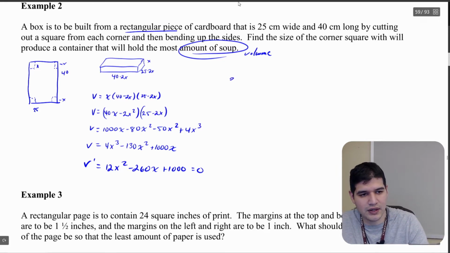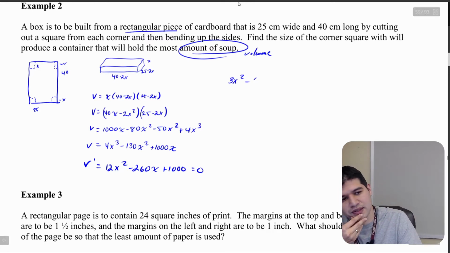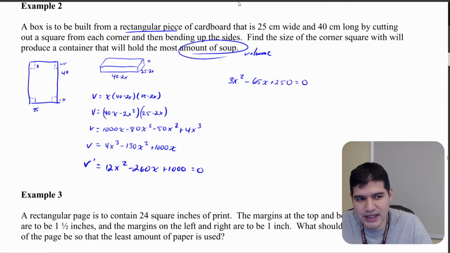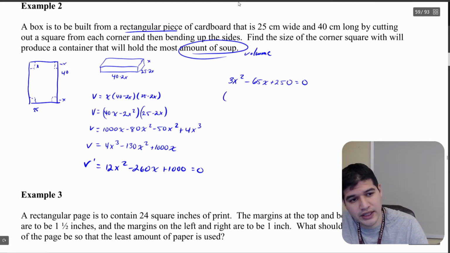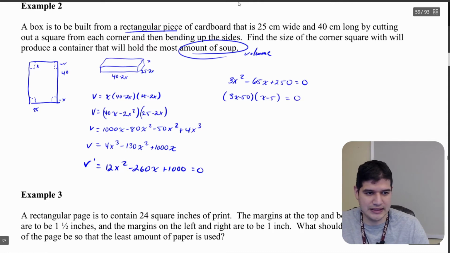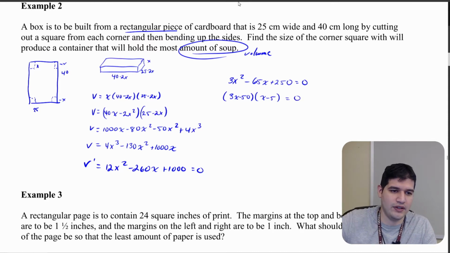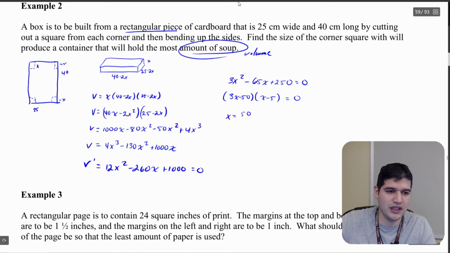So I can write this now as 3x squared minus 260 divided by 4 gets me 65x, and 1000 divided by 4 gets me 250. So plus 250 equals 0. Now it makes it a little bit easier for me to factor. The factors for this are going to be 3x minus 50 and x minus 5. Okay, and then we're going to set that equal to 0. So what are the values for x that I get? Well, I'm going to get x equal to 50 over 3, and I'm going to get x equal to 5.